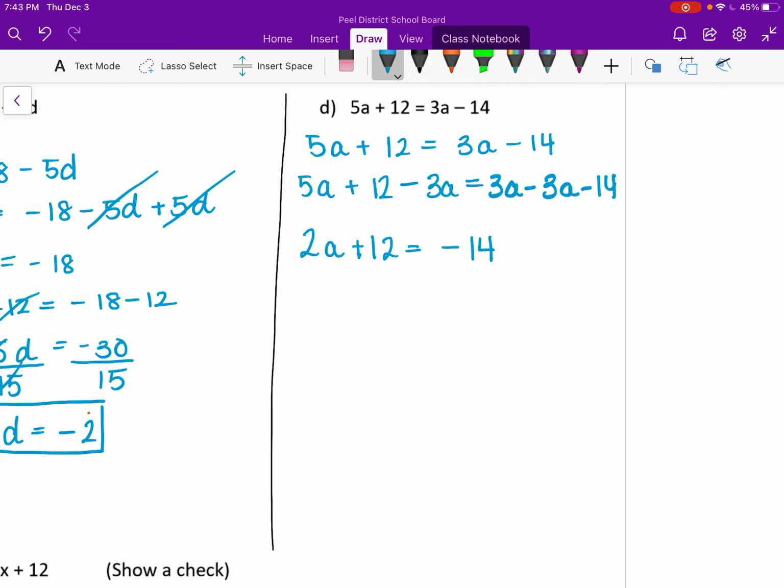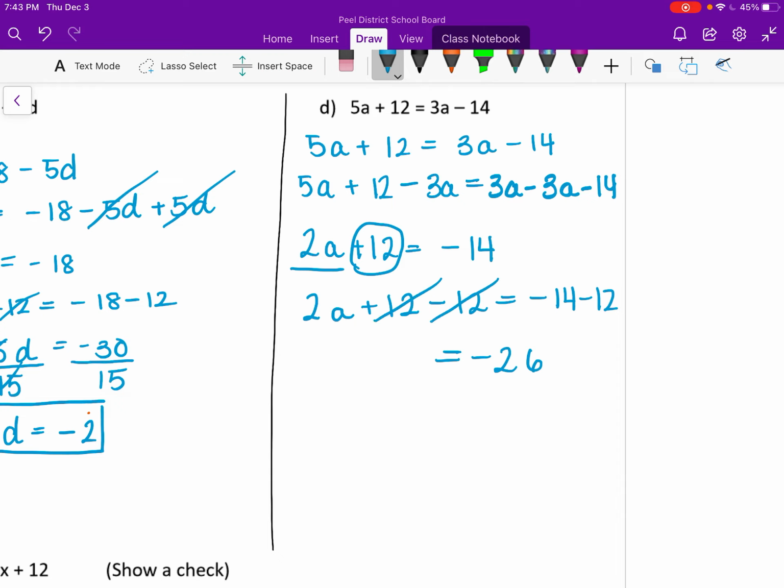Okay, so I have minus 14, and now I want to get this a by itself, but first I'm going to have to get rid of the number here. So I have positive 12. To get rid of positive 12, I'm going to minus 12 equals negative 14. Whatever I do to that side, I have to do to the other. So it's going to be negative 14 minus 12, which is equal to negative 26. So I'm just going to put that in, negative 26, right? And then you have negative 12 plus 12 is gone, so I'm just left with 2a.